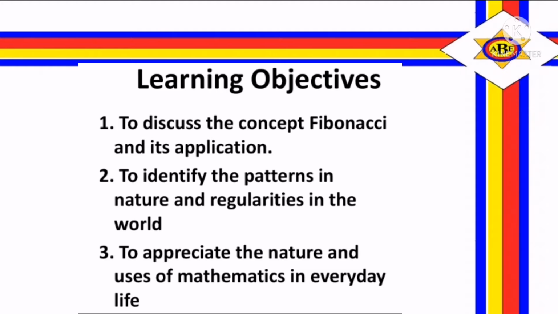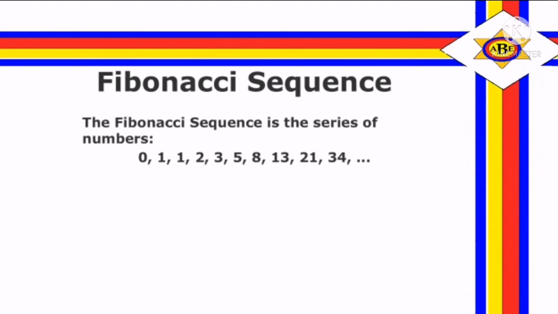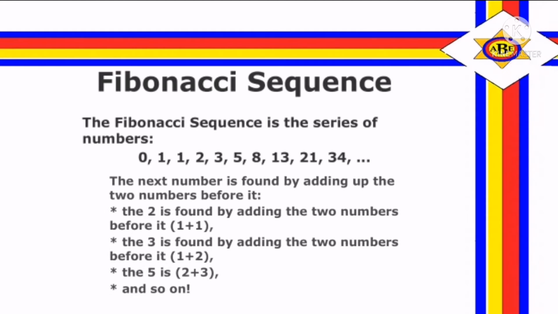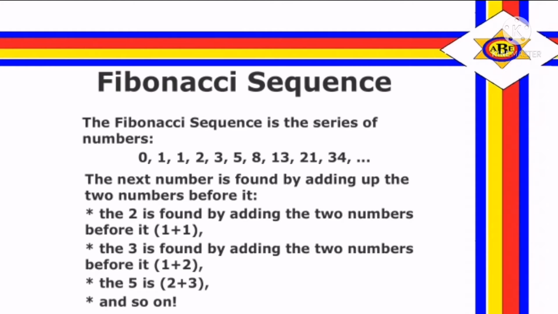Now, let's go over to the definition of Fibonacci. Fibonacci Sequence is the series of numbers 0, 1, 1, 2, 3, 5, 8, 13, 21, 34, and so on and so forth. The next number is found by adding up the two numbers before it.